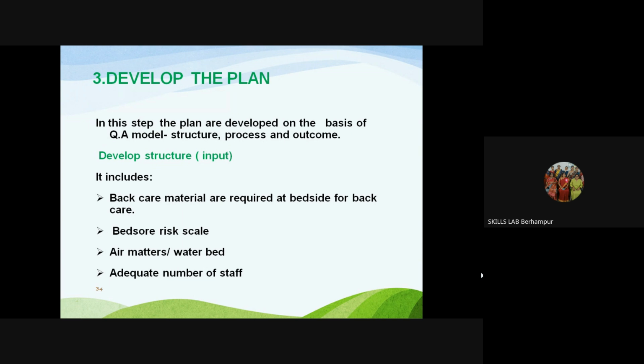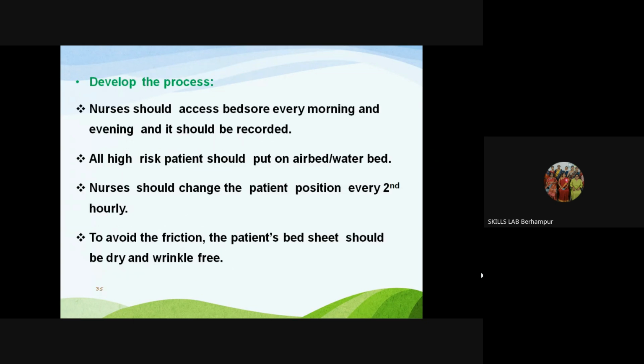Okay, if staff is not available, if for 150 patients only 3 or 4 staff are present, how is it possible? The workload of the staff should also be reduced. Then develop the process. Nurses should assess the bed sore every morning and evening, and it should be recorded. All high risk patients should be put on an air bed or water bed. Nurses should change the patient's position every 2 hours to avoid friction. The patient's bed should be dry and free from wrinkles.